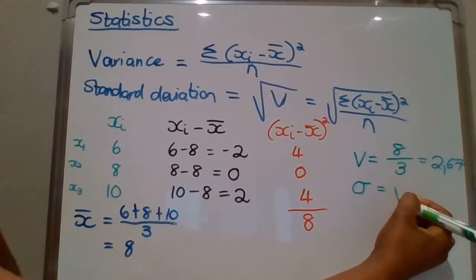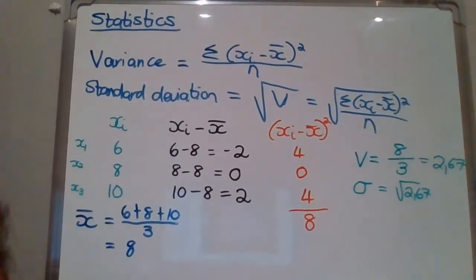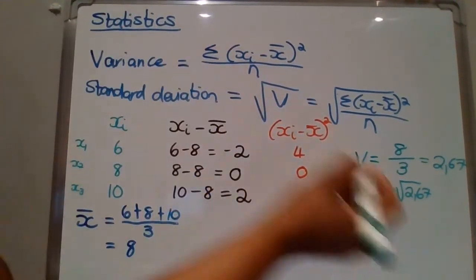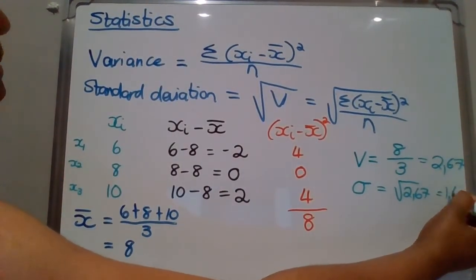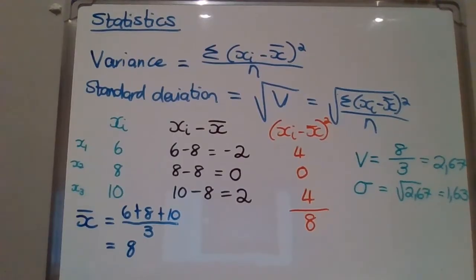So in order for me to find my standard deviation, my standard deviation is the square root of 2,67, which is equal to 1,63.